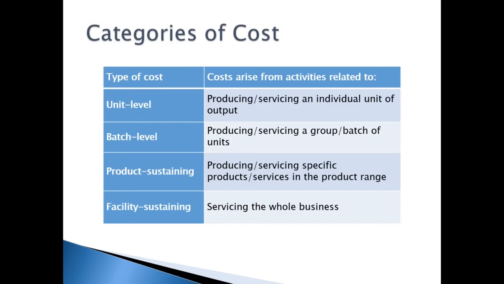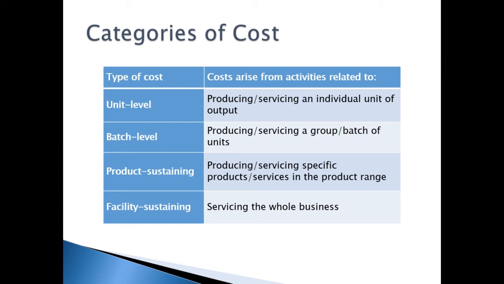The activities which take place in a business incur costs, and categorising these activities can help us predict future costs and risks. So the activities can be grouped into those which are incurred in producing an individual unit of output, which we call a unit level cost.